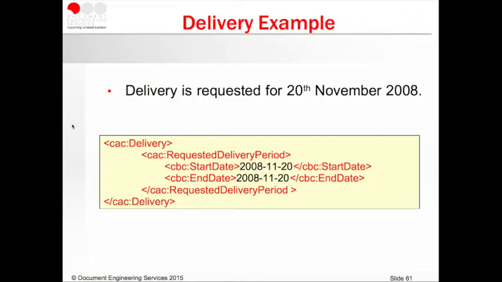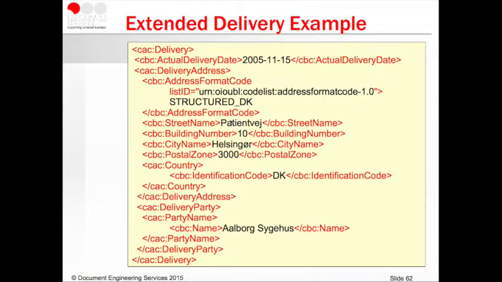Here's an example of delivery where there's a specific date that a product or an item is required. In this case, the 20th of November 2008. Really should update these dates. The next example is slightly more complicated. It deals with an actual delivery date and it's got a specific delivery address. This is actually a Danish address, and it identifies the party who is going to take delivery of this item.